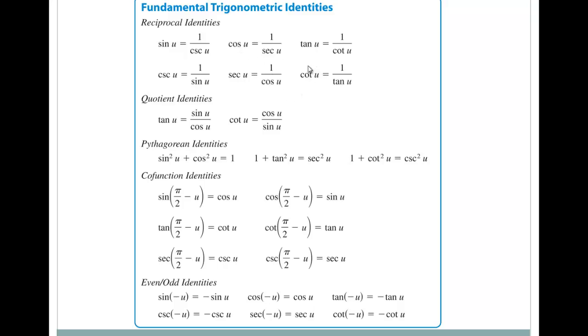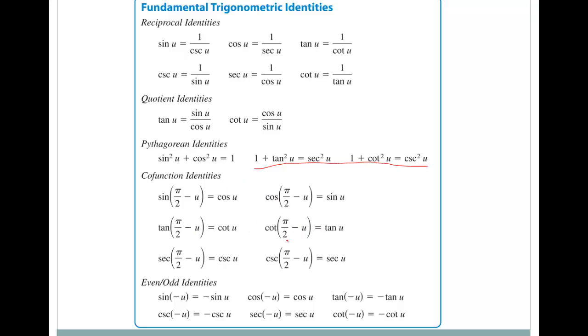We know the reciprocal identities. We learned those a long time ago. The quotient identities and the Pythagorean identities. These are very important, including the ones that people don't typically think of when they think about the Pythagorean identities, the tangent and the secant ones, these ones right here. We'll use that today in a couple of the examples. Again, these cofunction identities right here, we'll use these.